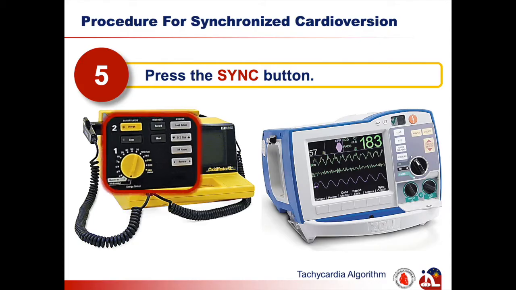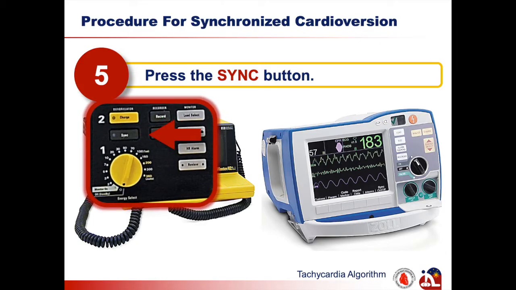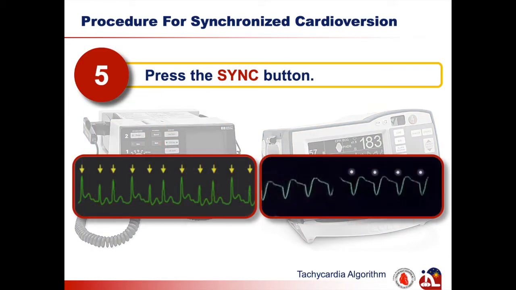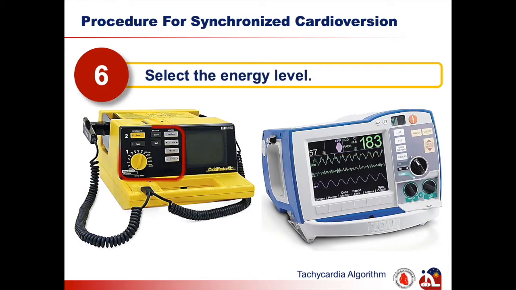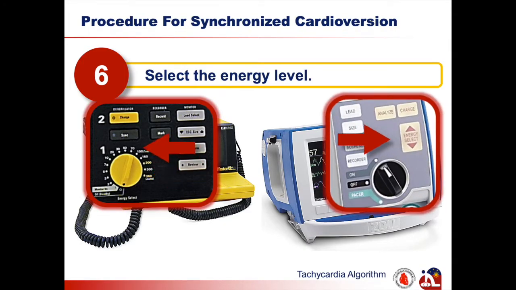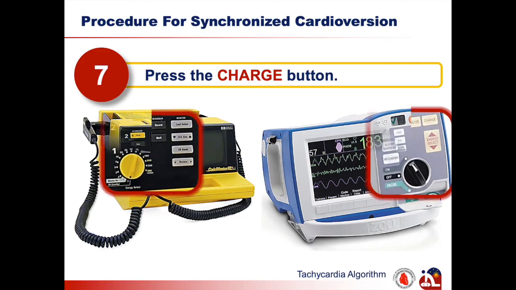In old models, you can see a separate sync button. For newer models, you will see a sync button on the lower right corner of the monitor. For both machines, you will be seeing dots or arrows pointing to the QRS complexes on the monitor. Select the energy level required by turning the dial in the old model or pressing the Energy Select button in newer models. Step 7. Press the Charge button.